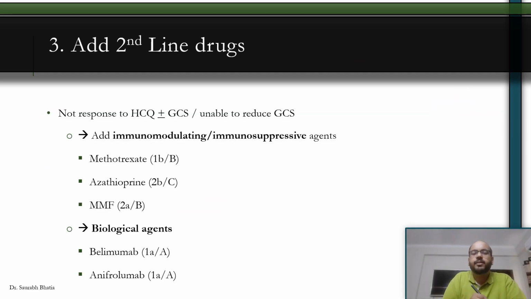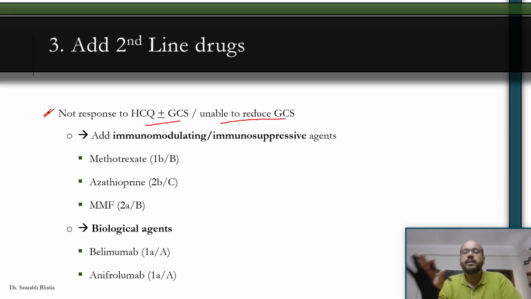You may add other drugs if there is no response to HCQ plus glucocorticoids, or you are unable to reduce the severity with glucocorticoids. Now, what do we mean by that? If you give a patient HCQ plus or minus glucocorticoids and you are not able to control the disease activity, add other drugs. Or if you have started steroids and you are able to control it, but the moment you reduce, there is a flare up, that means you need to add another drug.